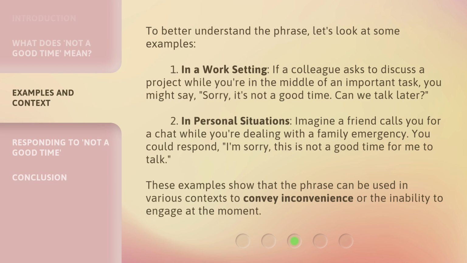2. In personal situations, imagine a friend calls you for a chat while you're dealing with a family emergency. You could respond, "I'm sorry, this is not a good time for me to talk." These examples show that the phrase can be used in various contexts to convey inconvenience or the inability to engage at the moment.